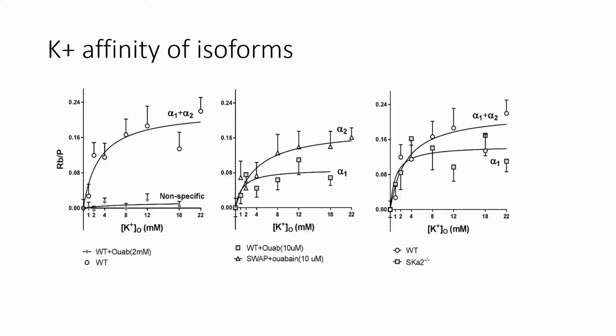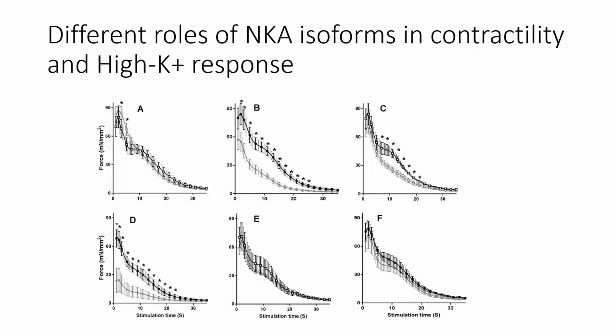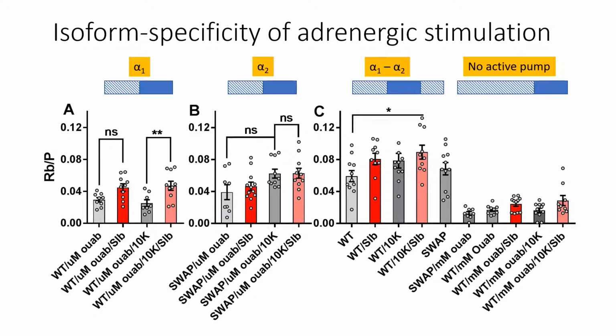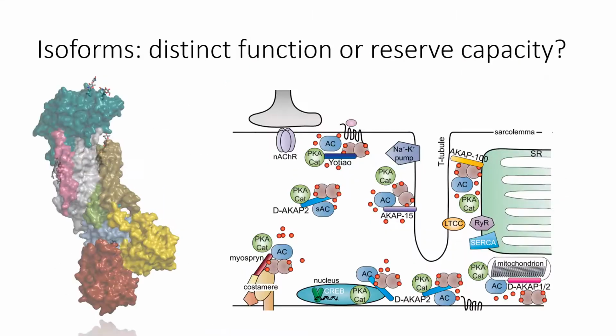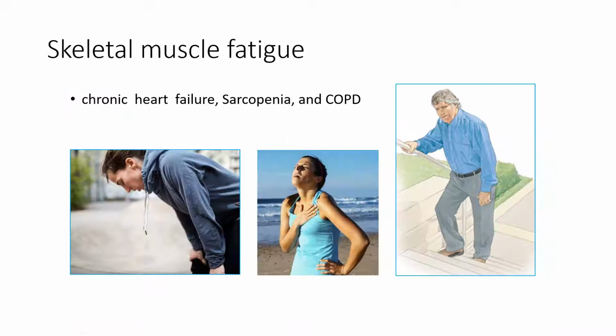But some of the results that I presented here, such as the different potassium affinity of alpha isoforms, the different role of sodium pump isoforms in contractility and high potassium response, and also the isoform specificity of the adrenergic stimulation among the alpha 1 and alpha 2 isoforms, may imply that some isoforms, like the sodium pump alpha 2 isoform, evolved for a distinct function, and are not just a reserved capacity for a stress condition.